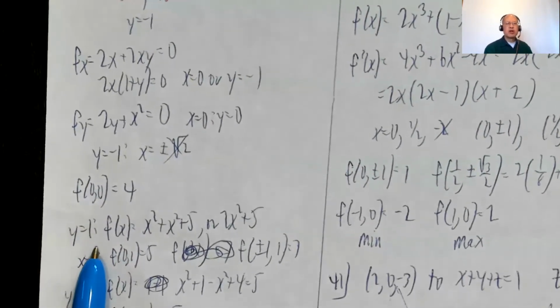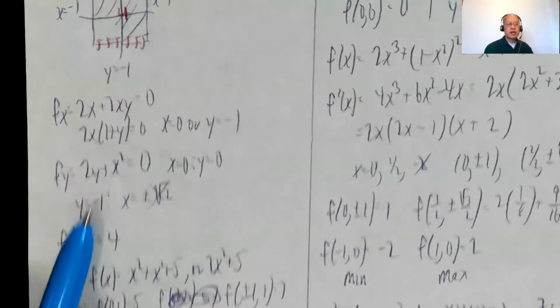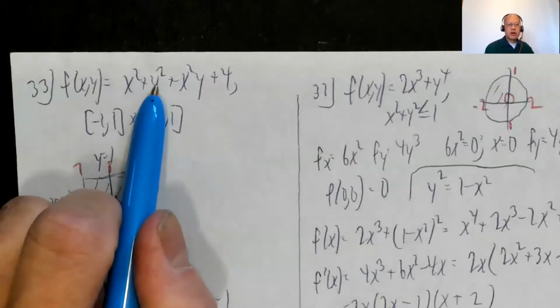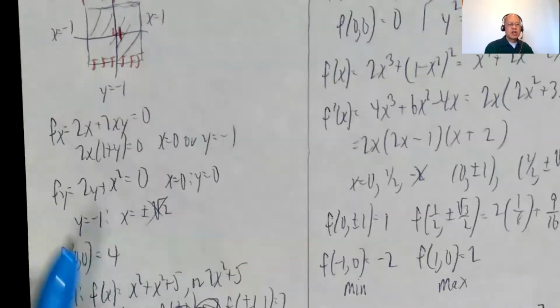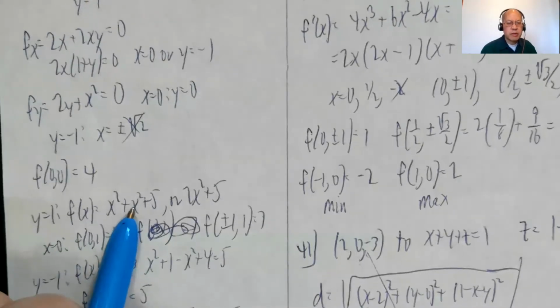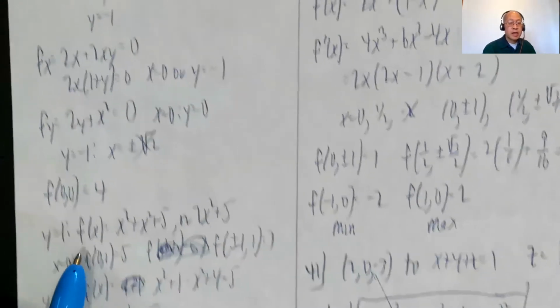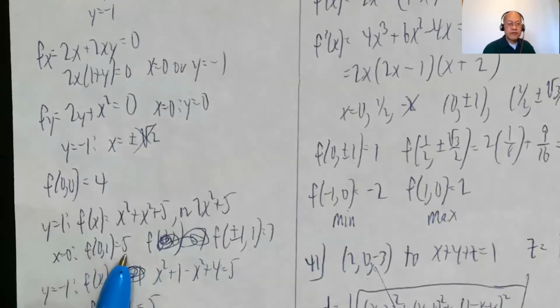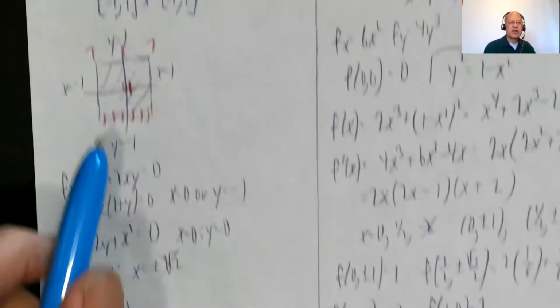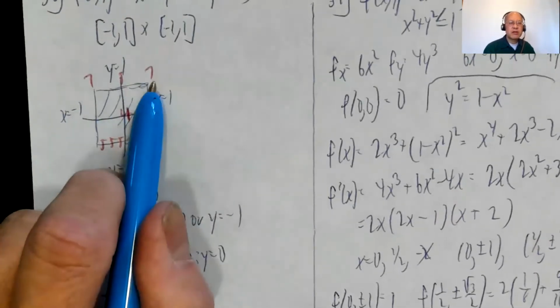So y equals 1. So y equals 1 along the top, put y equals 1 there, y equals 1 there. So I get x squared plus 5, or 2x squared plus 5. Well, we know that's parabolic. Okay, so when I plug in 0, I get 5. When I plug in plus or minus 1, I get 7. So height is 7 here, 5 here, 7 here.